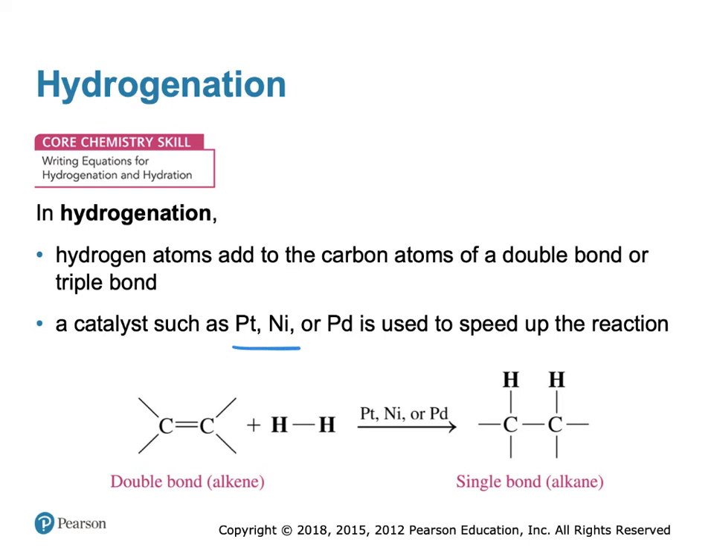You need to use a catalyst. Remember, a catalyst will speed up the rate of reaction. It is not consumed in the reaction. Here the catalysts are metals: platinum, nickel, or palladium. You don't need all three, you simply need one of them. So we'll have our double bond, and you're going to add hydrogen to each carbon of the double bond.